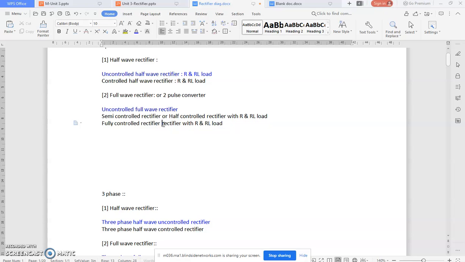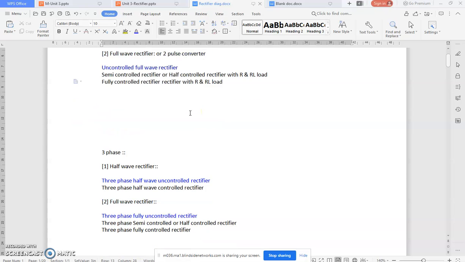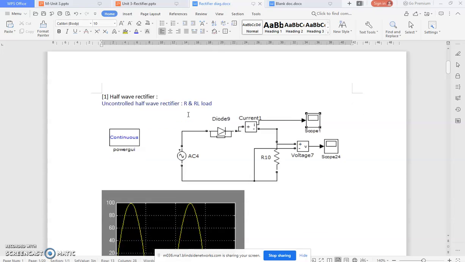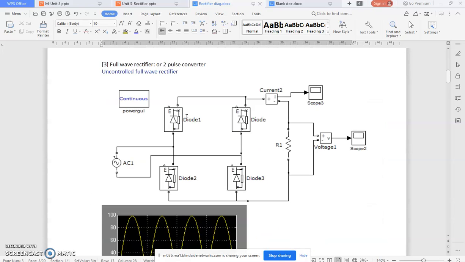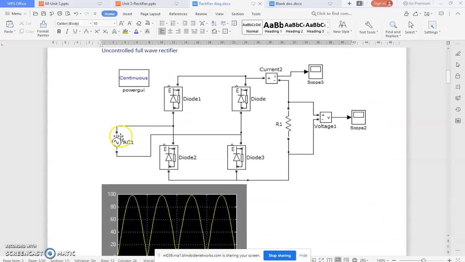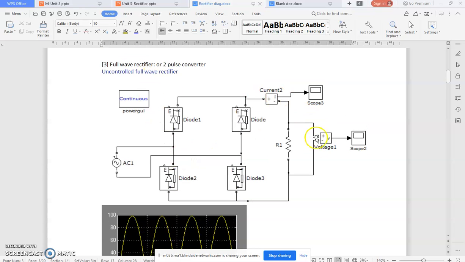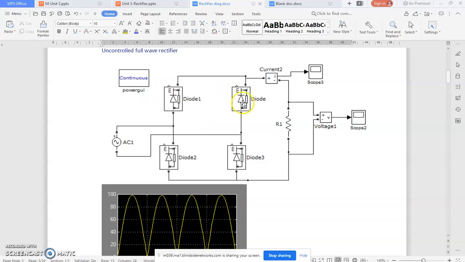Fully controlled means there are four thyristors. Semi-controlled means only two thyristors are used. That is a part I have already explained to you in the three videos I shared. Now see this diagram. It is a full wave rectifier. Is it a controlled rectifier? No, there are four diodes used, so no SCR is used. That's why it is an uncontrolled rectifier.